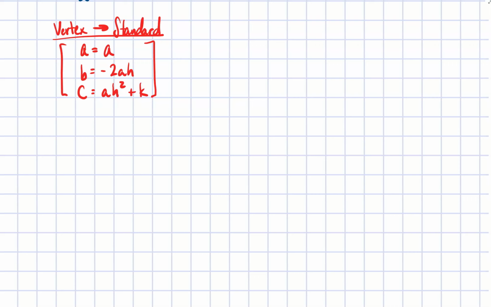So I'm going to look at this equation here. Well, first off, I'm going to note that when we convert in the other direction, a is still equal to a. But if I jump over here and this time try to solve for h, try to get h by itself, h would be the result of this b value divided by negative 2a. So I'm going to write this as negative b divided by 2a. We now have our h value.